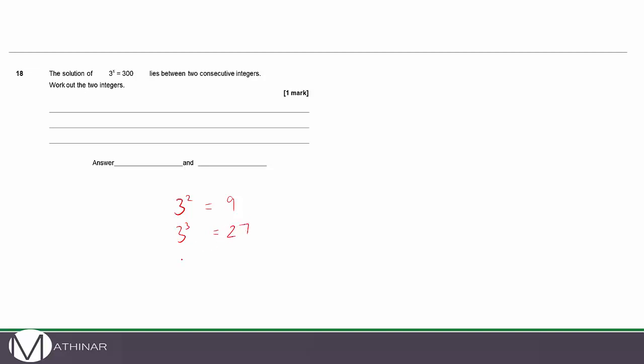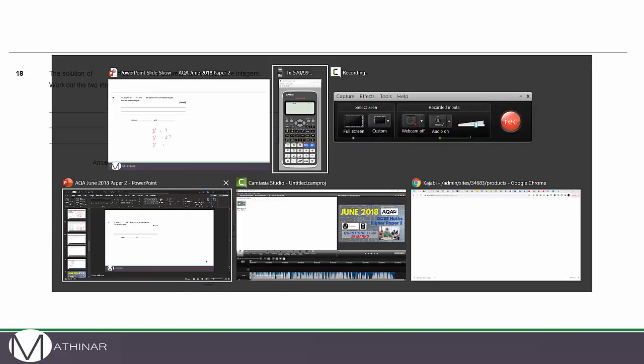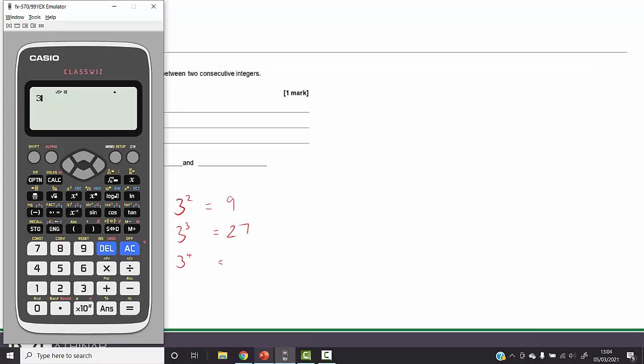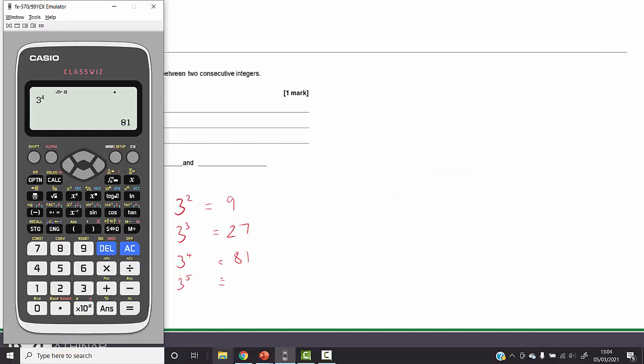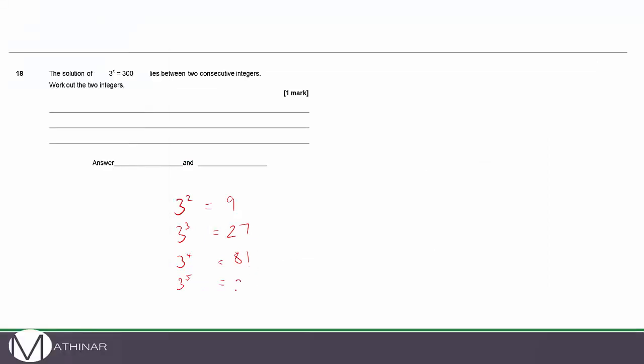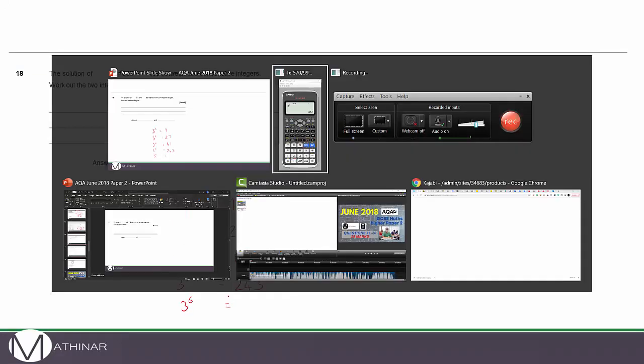Remember, this is a calculator paper, so you can use a calculator for this. 3 to the power of 4. Let's use our calculator for this one. 3 to the power of 4, which is 81. So we're going to keep going until we get past 300. Let's try 3 to the power of 5, which is 243, so we're getting there. And 3 to the power of 6.